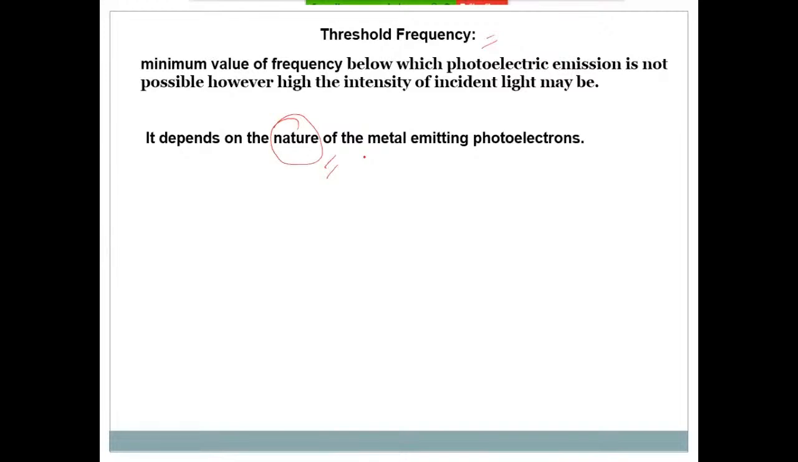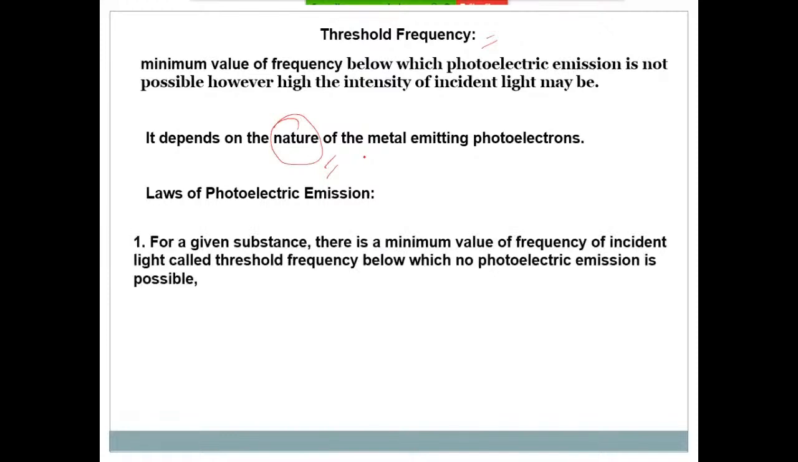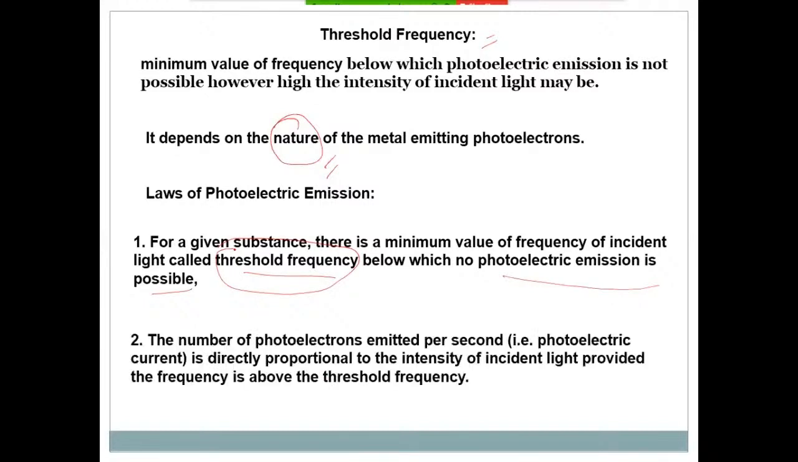Now, we will proceed to the next part, that is the laws of photoelectric emission. First point is, for a given substance, there is a minimum value of frequency of incident light called threshold frequency, below which no photoelectric emission is possible. Or we can simply say threshold frequency is the minimum amount of frequency that must be present in incident light so that an electron can eject.